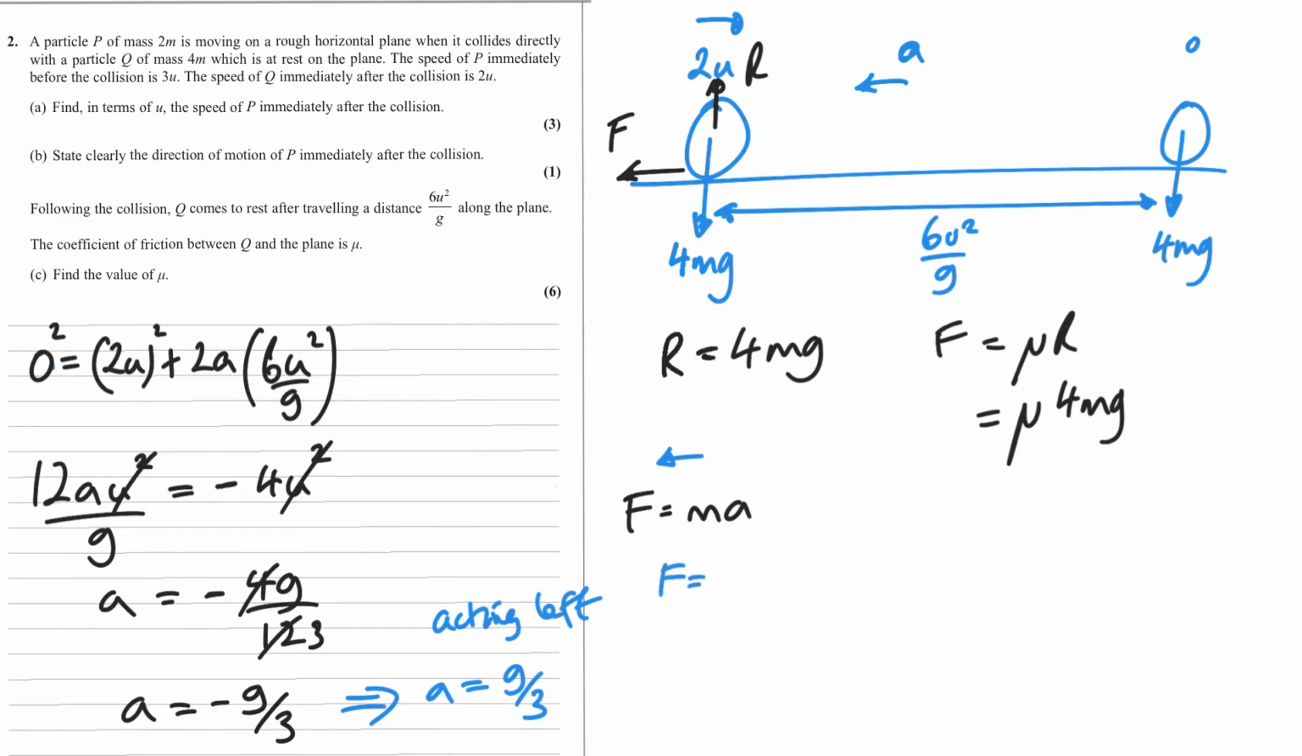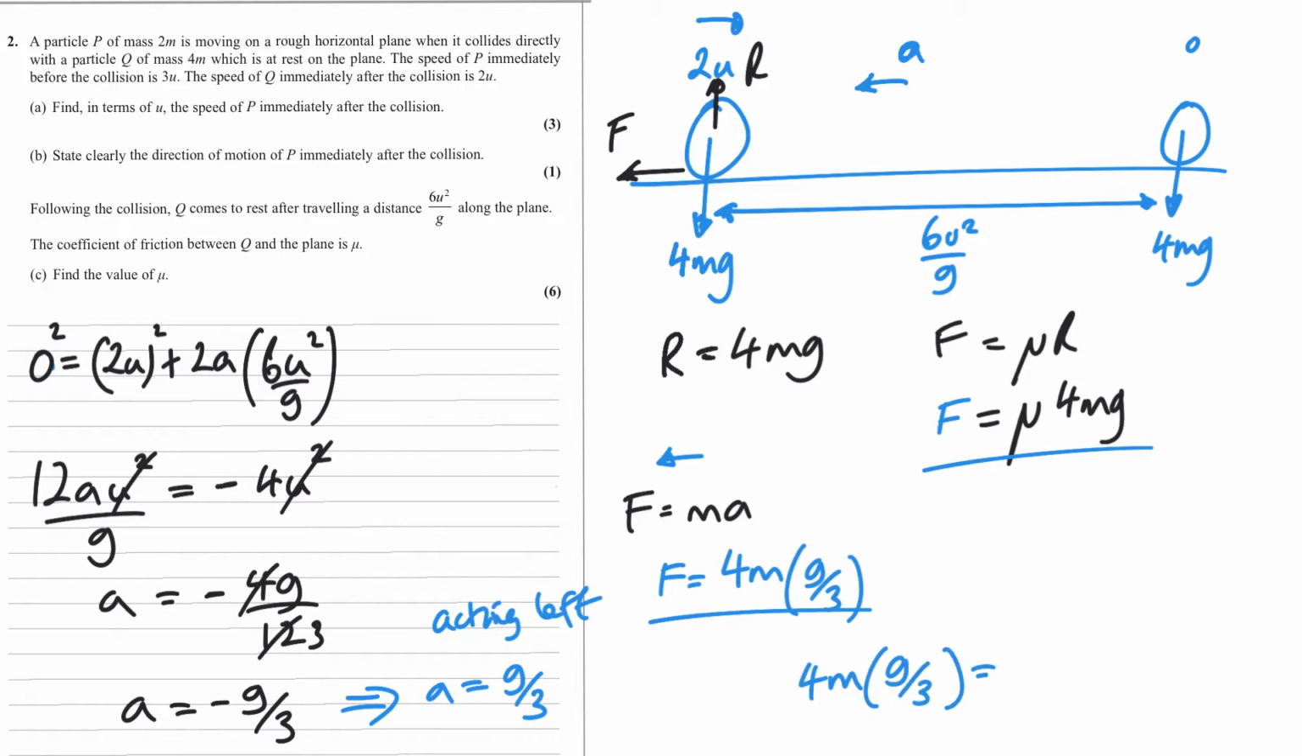So F equals 4m for my mass times g over 3. And then this F and this F have got to be equal. So we get 4mg over 3 equals mu times 4mg. So my 4s will cancel and my m's will cancel, my g's will cancel, so mu equals 1/3. And that's the question done. There should be more than one way of doing this. This just happens to be the way that I did it.